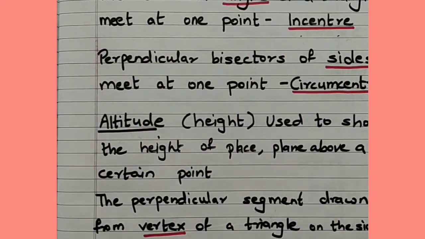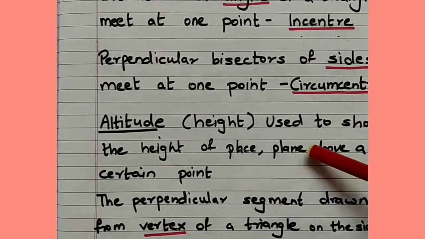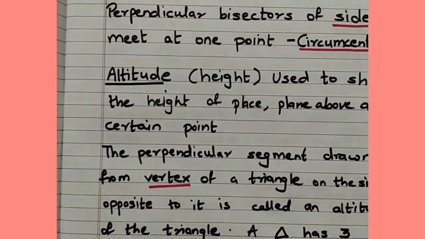Now we are going to go to the altitudes. Like we said, altitude is the height. Instead of height we use the word altitude for triangle. So what is an altitude?